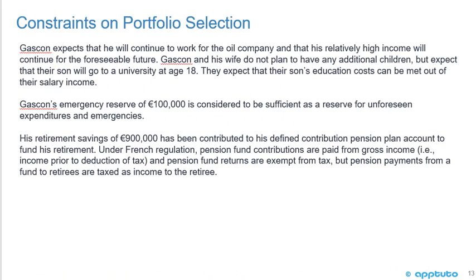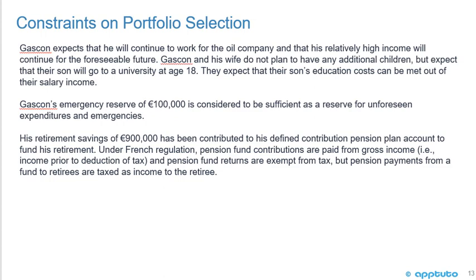Now we'll look at some facts that may lead to some constraints on portfolio selection. Gascon expects that he will continue to work for the oil company and that his relatively high income will continue for the foreseeable future. Gascon and his wife do not plan to have any additional children, but expect that their son will go to a university at age 18. They expect that their son's education costs can be met out of their salary income.